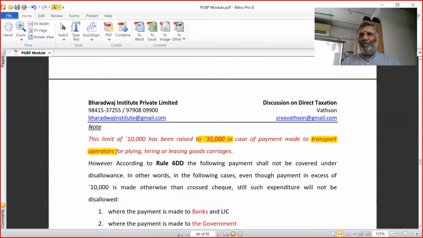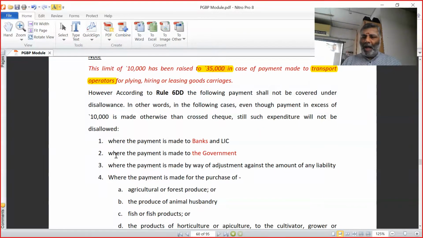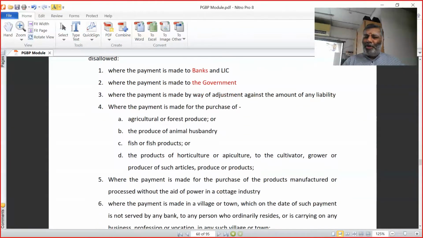Running them on fire only. Otherwise, the exceptions are there in Rule 6DD. Payment to bank, payment to government, payment to life insurance, etc. Apart from that, payment to agriculturist, payment to fisherman are all not considered. Cottage industry are not considered.